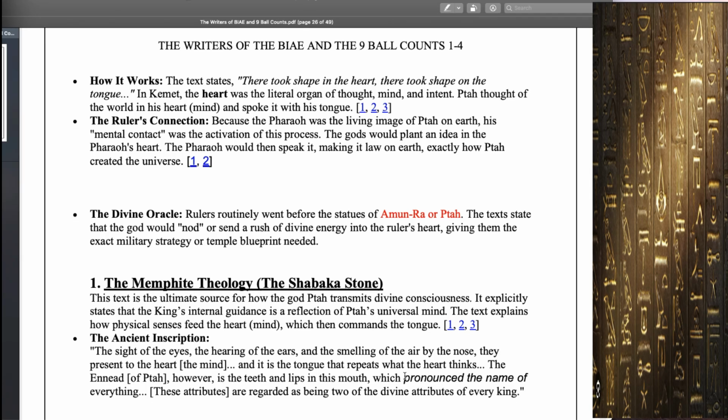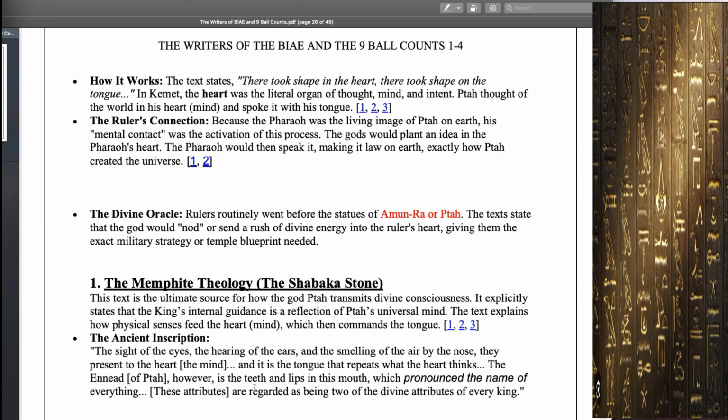The ancient inscription: the sight of the eyes, the hearing of the ears, and the smelling of the air by the nose, they present to the heart, the mind, and it is the tongue that repeats what the heart thinks. The Ennead of Ptah, or 9, however, is the teeth and lips in this mouth which pronounce the name of everything. So here, when you go into Noon, we know that the Ennead are the sun and the 8 planets. Pluto is not a planet.